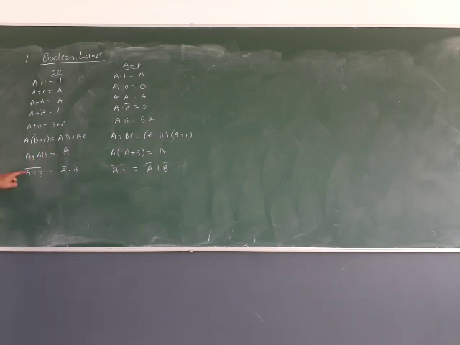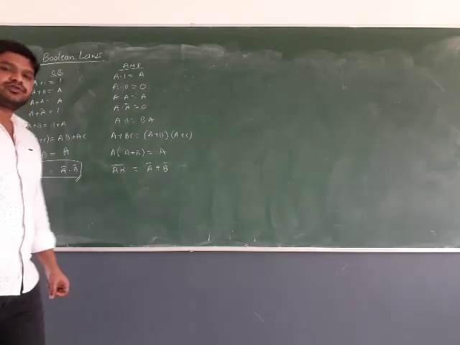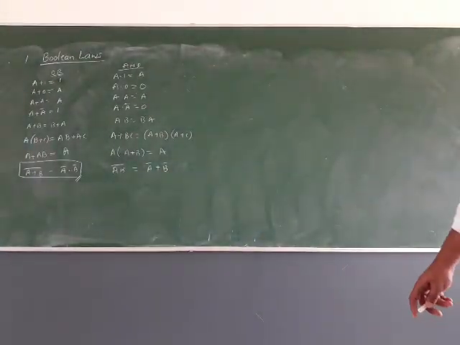Followed by A plus B whole complement. This I have used on another day, in the NAND gate explanation. We split the complement over the individual variables and change the plus operation to dot. Please remember this rule; we are going to use it most of the time in many simplifications.